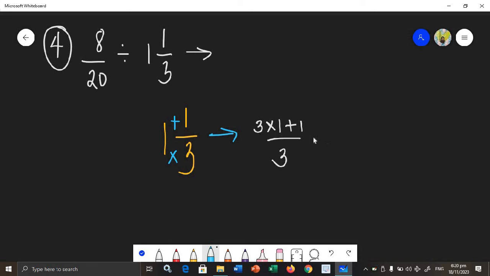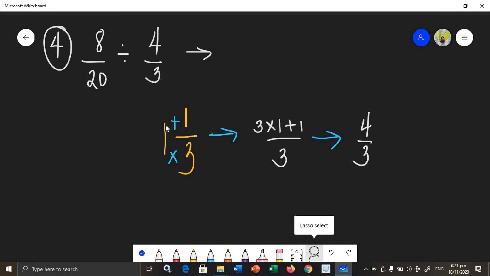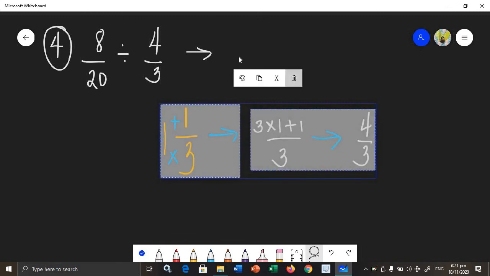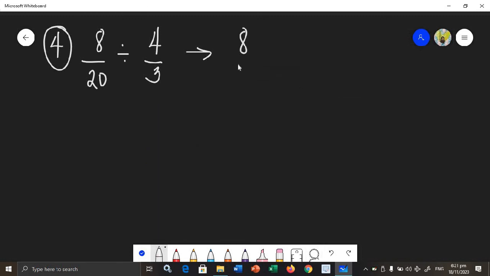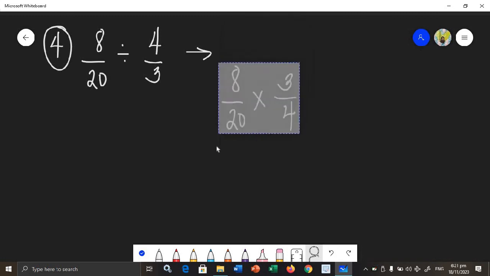3 times 1 plus 1. So that will give you the value of the numerator. So 3 times 1 is 3 plus 1, that is 4 over 3. So you're going to change this into 4 over 3 for you to be able to solve for the quotient. And then we can now apply the rule. So 8 over 20, change the operation to times, get the reciprocal of this, 3 over 4. So we will use this to get the quotient.